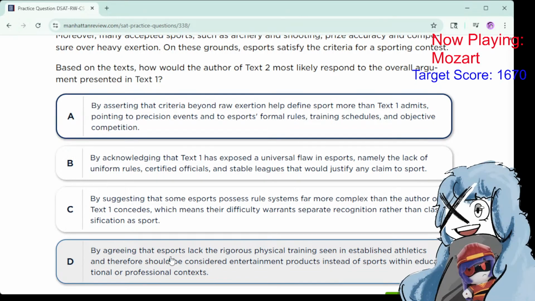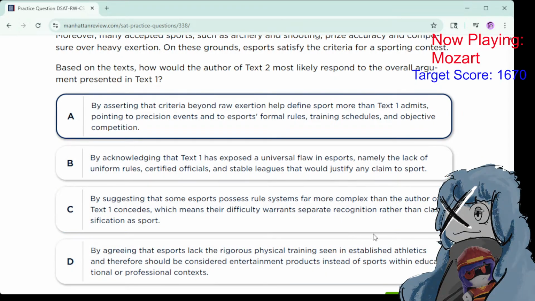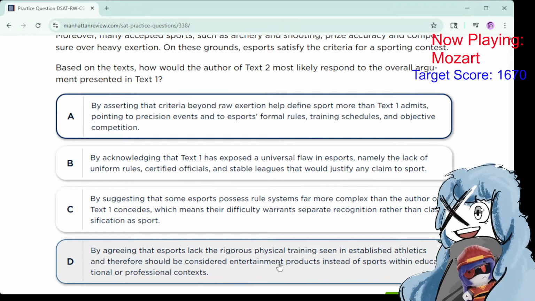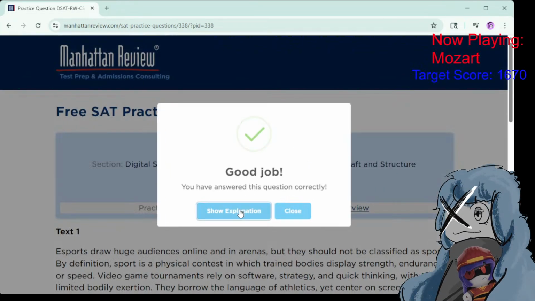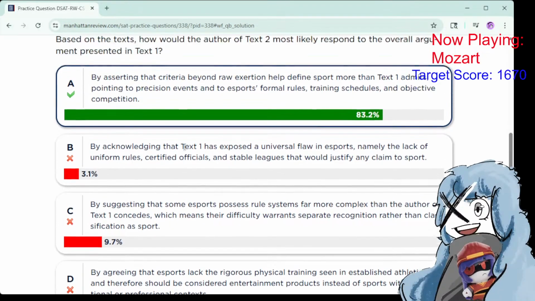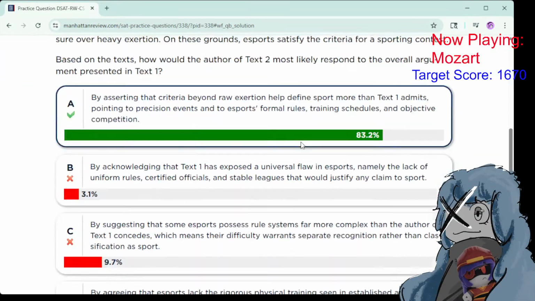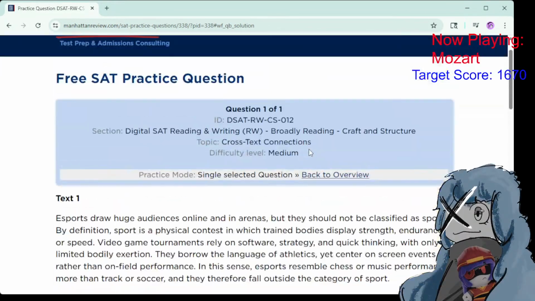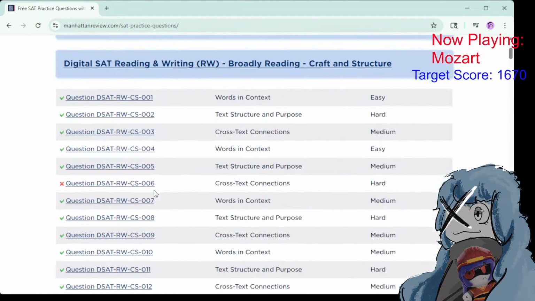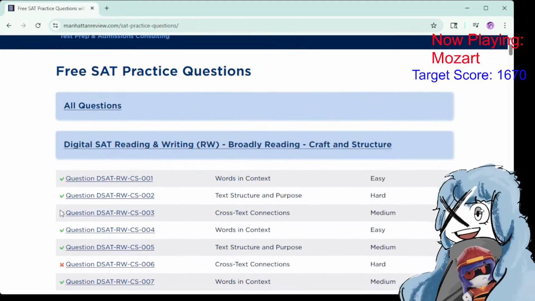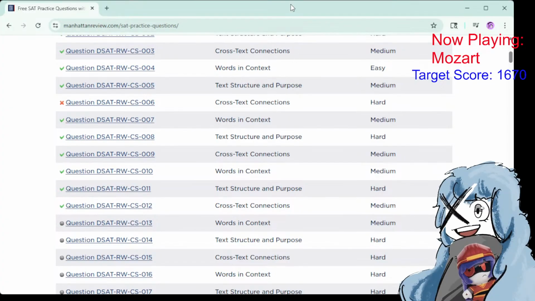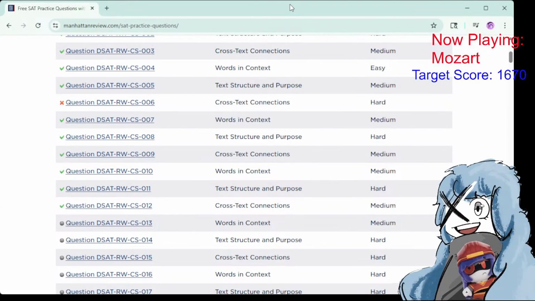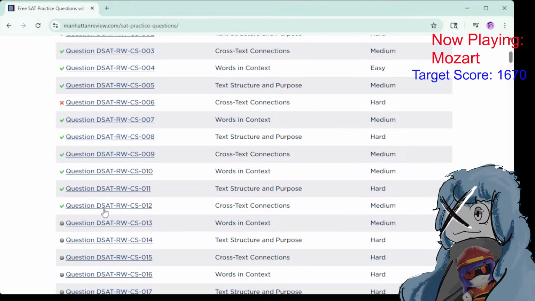By agreeing that esports, like the regular training scene, is such as sports, it should therefore be considered entertainment. Say guys, yeah, it's pretty easy. Here's a medium one. Back to overview. You only have one wrong so far. I think one wrong is like 10 points off, and with 10 points, we're basically at 1590 right now.